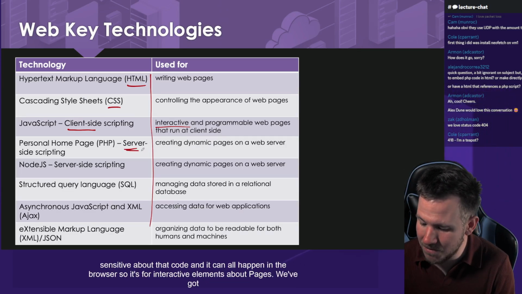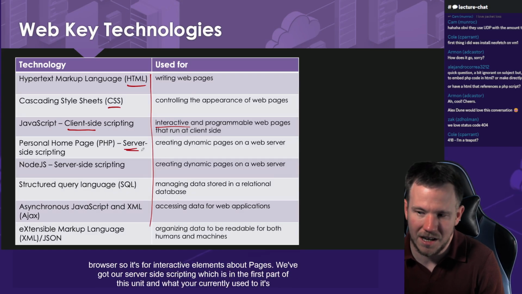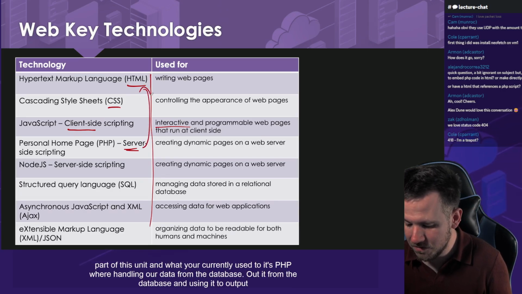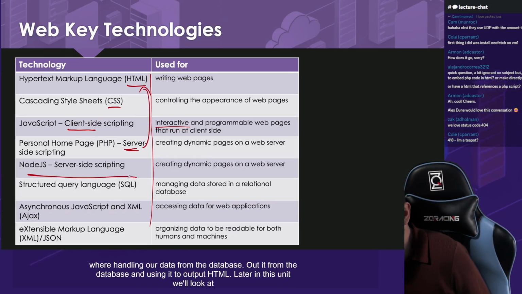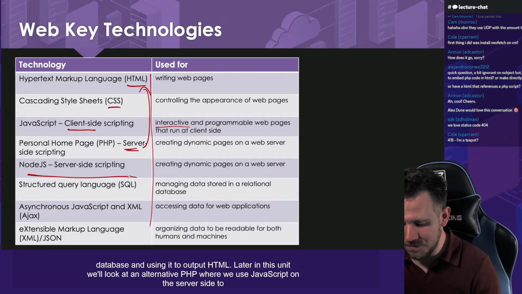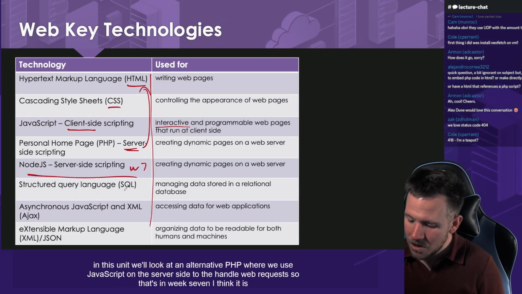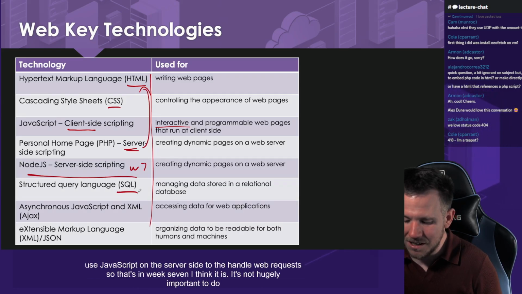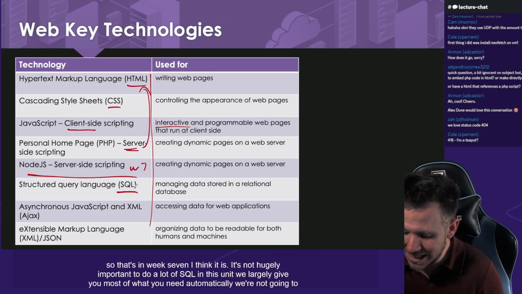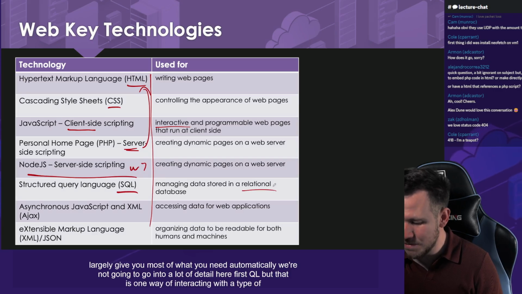We've got our server-side scripting, which is in the first part of this unit, and what you're currently used to is PHP, where we're handling our data from the database and using it to output HTML. Later in this unit, we'll look at an alternative to PHP, where we use JavaScript on the server side to handle web requests. So that's in week 7, I think it is. It's not hugely important to do a lot of SQL in this unit. We largely give you most of what you need automatically. We're not going to go into a lot of detail here for SQL, but that is one way of interacting with a type of relational database.